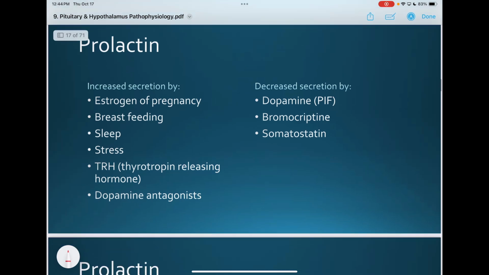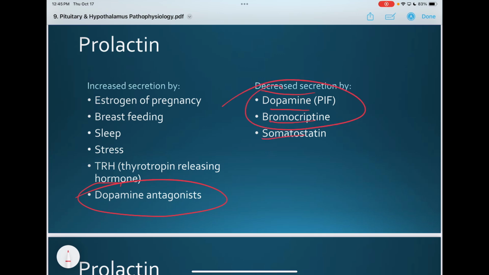Prolactin, increased by obviously pregnancy, breastfeeding, sleep, and so on and so forth. Dopamine antagonists. This is very important because what we give to patients who have prolactinemia or prolactinoma, so they produce a lot of prolactin, we give them dopamine. It's going to stop it from being released. So it's secreted, decreased secretion by dopamine, bromocriptine, somatostatin. These two, dopamine and bromocriptine, are the two drugs that we give to patients who have a prolactin tumor, because it's going to stop the secretion of prolactin.